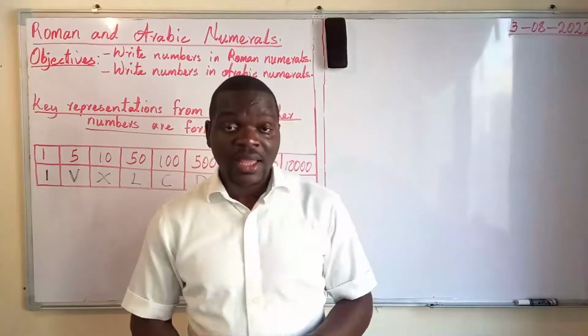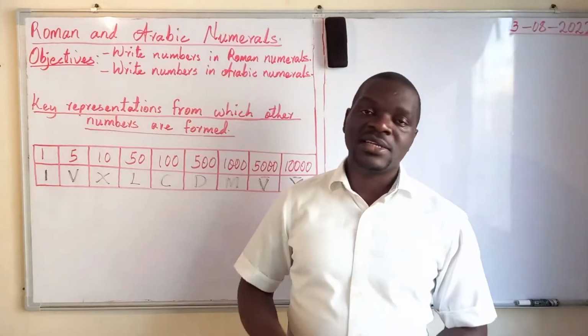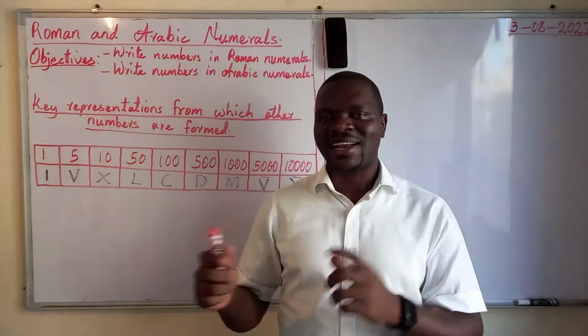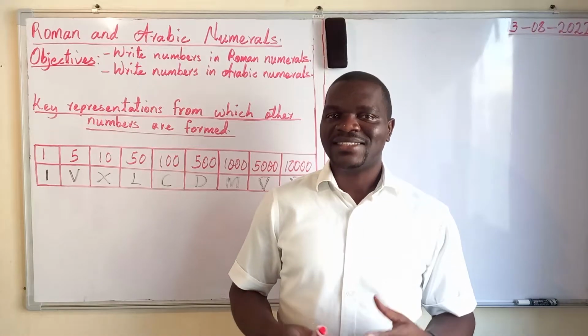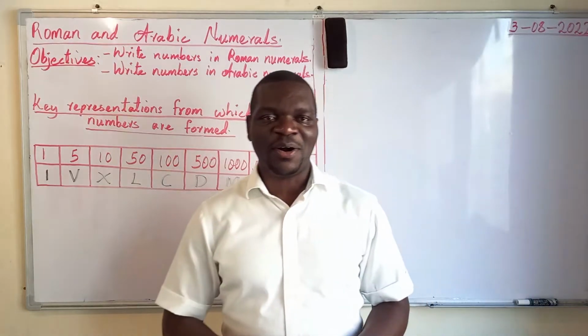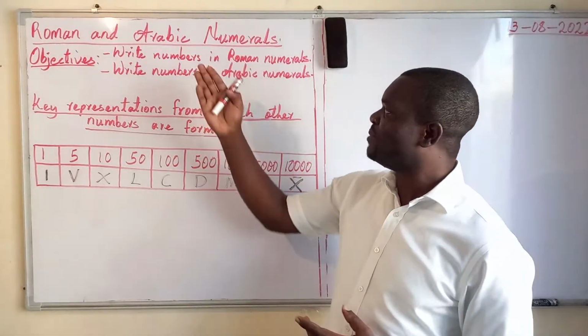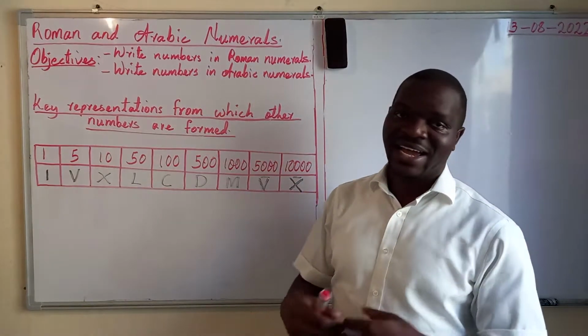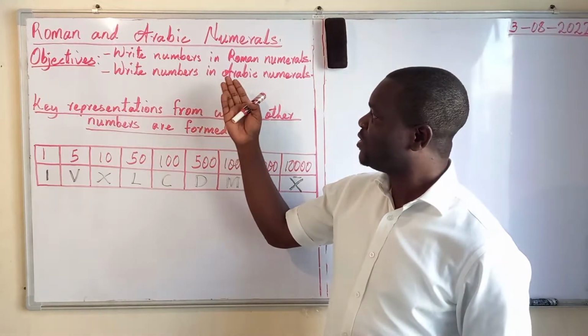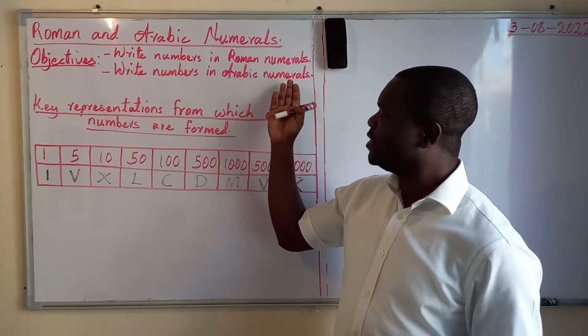We equally help adults and teachers to understand basic elementary mathematics so that they can assist young learners. Today, our lesson is on Roman and Arabic numerals, and the objectives of our lesson are first to be able to write out numbers in Roman numerals and as well to write numbers in Arabic numerals.